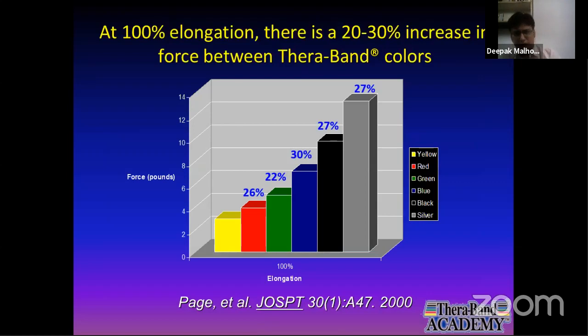Now when you progress from one color to another color, how does the resistance change? There is an increase of around 22 to 27%. Say all the bands are stretched to 100% elongation, so each band which was 1 meter has been stretched to 2 meters. When you are moving from yellow to red, you will get a force increase of 26%, from red to green 22%, from green to blue 30%, blue to black 27%, and black to silver 27%.